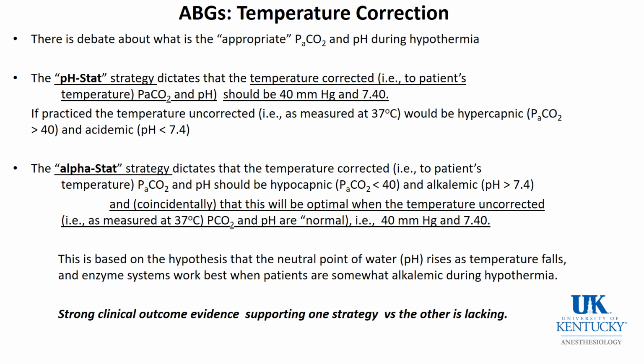It just turns out that if the pH and the PCO2 in the gas sample measured at 37 degrees is normal, the corrected pH and pCO2 will be appropriate for that temperature. Now, this was a big hullabaloo about 20 years ago, but in fact, at least for moderate hypothermia down to around 30 degrees, it probably doesn't make any difference.